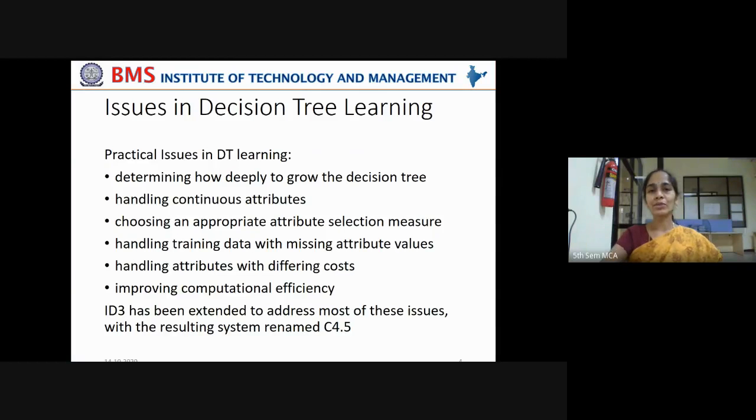Now, what are the issues in decision tree learning? Before discussing these issues in detail, let us first list out all the practical issues in decision tree learning. What are the practical issues? Determining how deeply to grow the decision tree. You may not exactly know when to stop the construction of the decision tree.